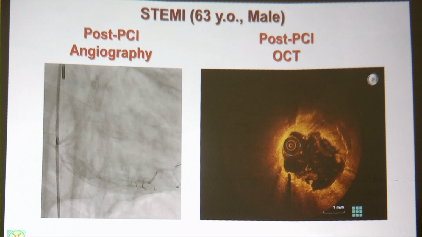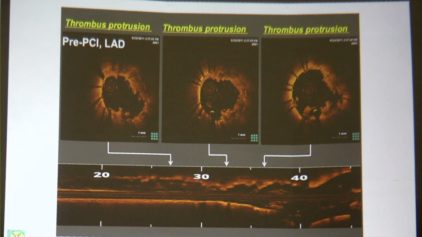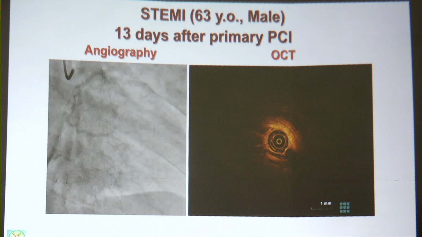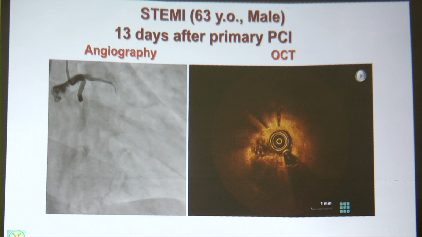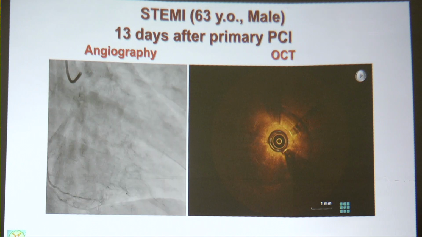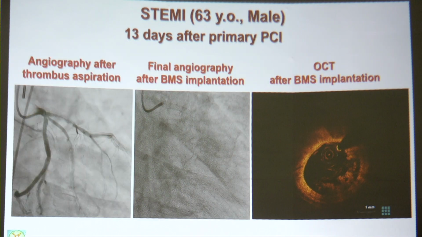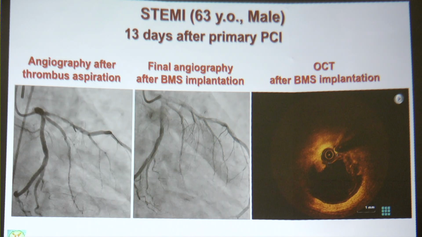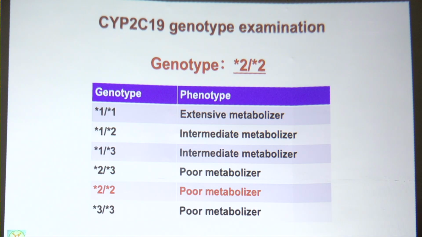The struts protrude to the CX orifice, but there is enough lumen area, so we leave it alone. This is a still frame, and there is lots of thrombus protrusion. But 13 days later the patient had chest pain and ST elevation again. We did an OCT after thrombus aspiration, and you can identify much more thrombus. So we speculate this might be a poor metabolizer of clopidogrel. Then we did an additional bare metal stent, avoiding an additional DES, and we changed the drug from clopidogrel to prasugrel. And finally, we checked the genotype, and the status was indeed a poor metabolizer.